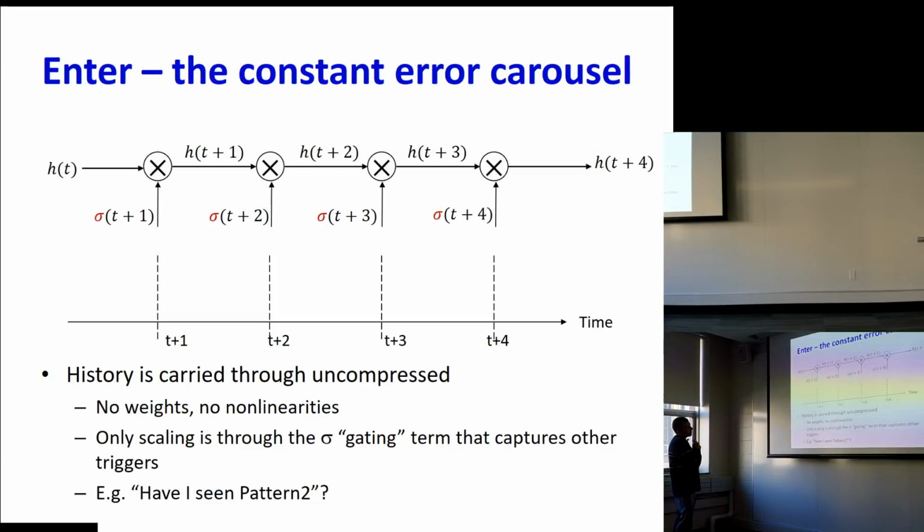So this is where we introduce this notion called a constant error carousel, which is that you have a history that, as you're going forward, is passed through uncompressed. There are no weights, there are no nonlinearities. It's a linear operation. Nonlinearities shrink stuff. They cause things to saturate, right? Weights are bad things. They cause things to blow up. They cause things to disappear.